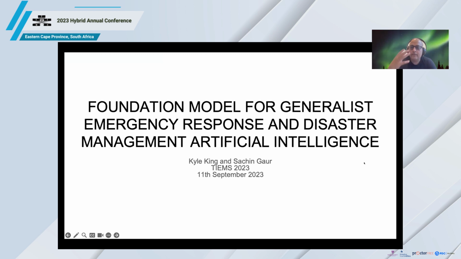And sooner or later, this word got popular, which is called foundation model. And today we are talking about whether there is scope for this community to take advantage of foundation models for training a generalist emergency response and disaster management AI?